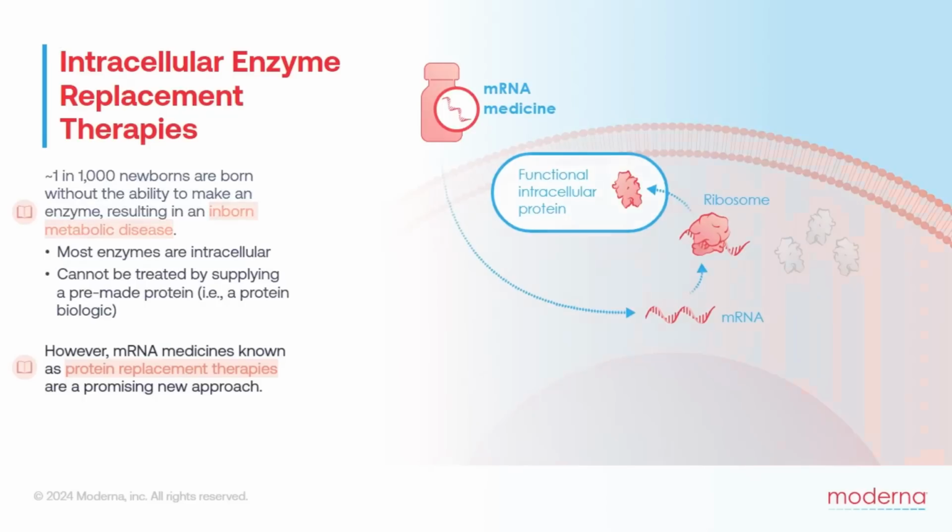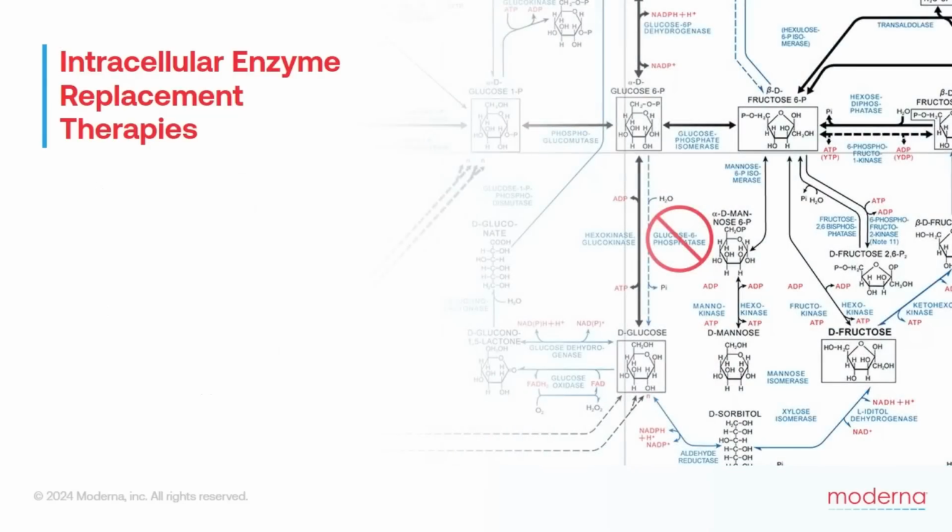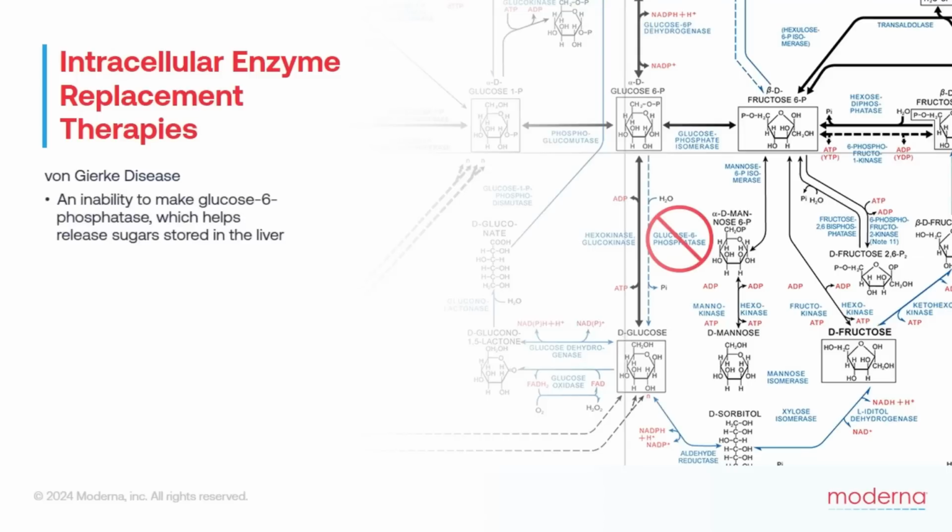Let's recall the inborn metabolic disease, glycogen storage disease type 1, or von Gierke disease, that we introduced in Module 1. Von Gierke disease is due to deficiency of a protein called glucose 6-phosphatase. This protein's job is to help release stored sugars so that you can maintain appropriate blood sugar levels when you're fasting. So, if you remember, children and adults who lack this protein can't fast.